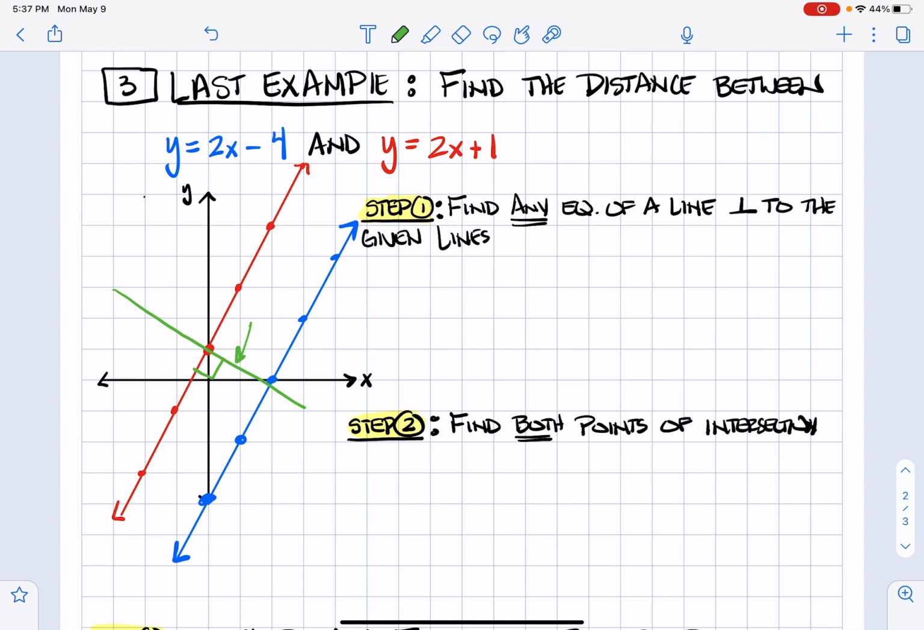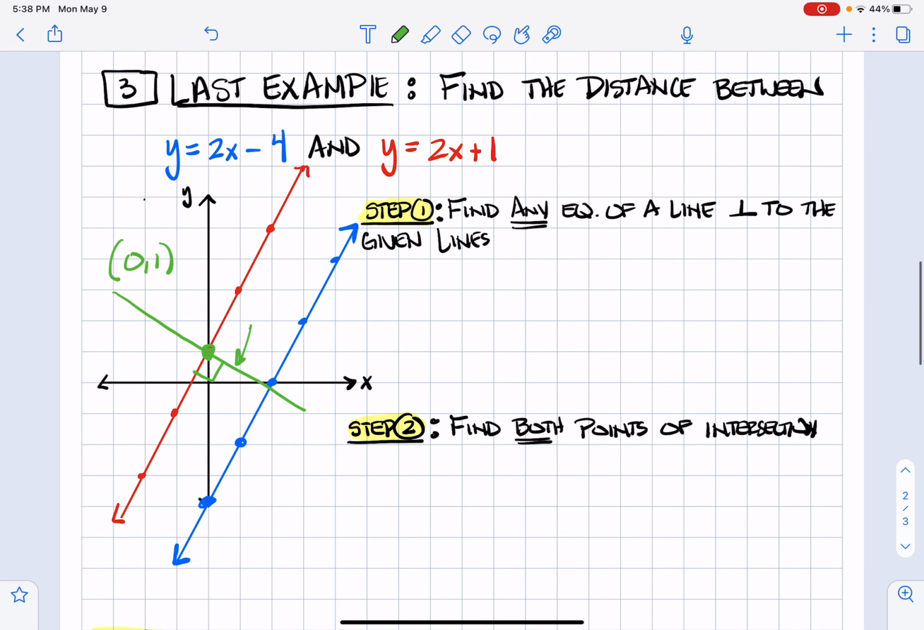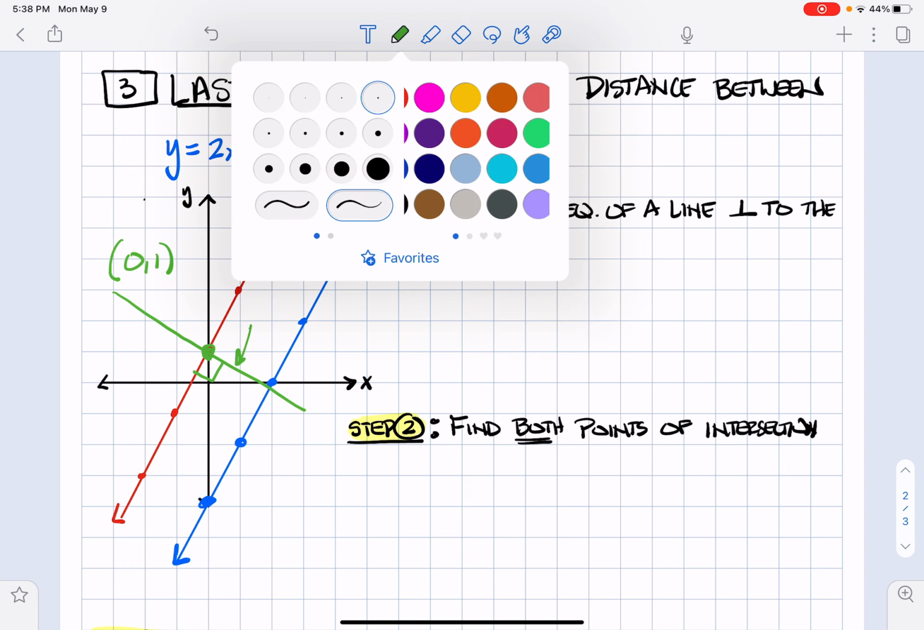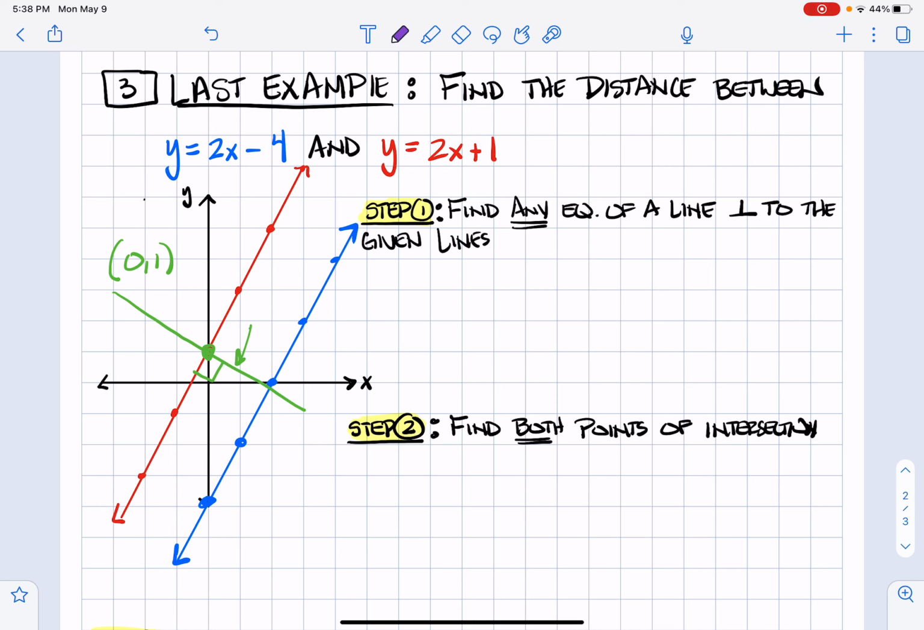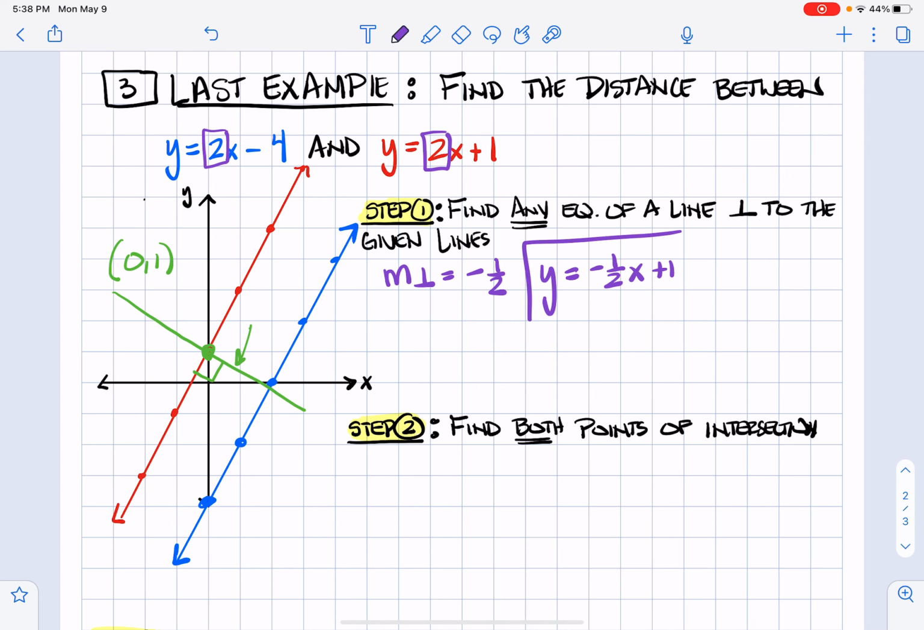All right. So it looks like this point is definitely a point that I could use, and that point would be (0, 1). So I'm going to keep that handy for myself in just a second. But remember, step 1, find the equation of any perpendicular line. For us, we know that the slope of the parallel lines we're working with is 2. Therefore, the slope that's perpendicular will be -1/2. And we can use this point at (0, 1). So the equation is y = -1/2 x + 1. That is the equation of that little green line that I've drawn for you.